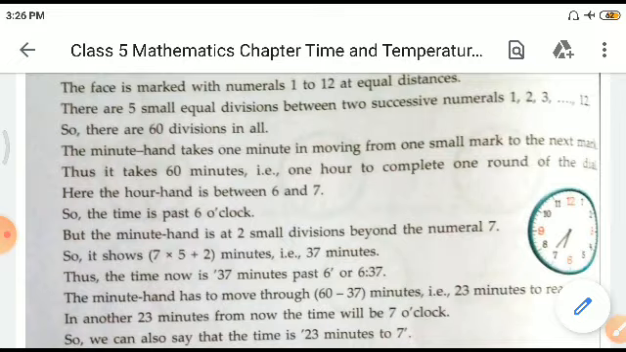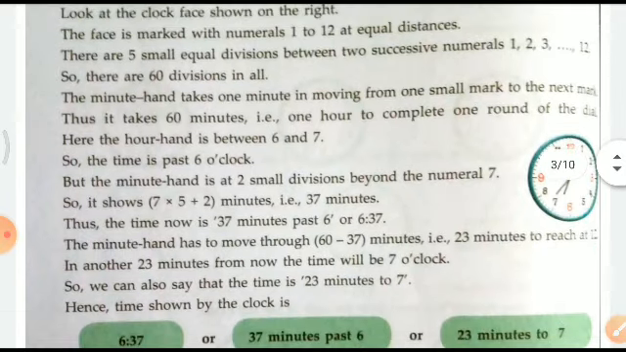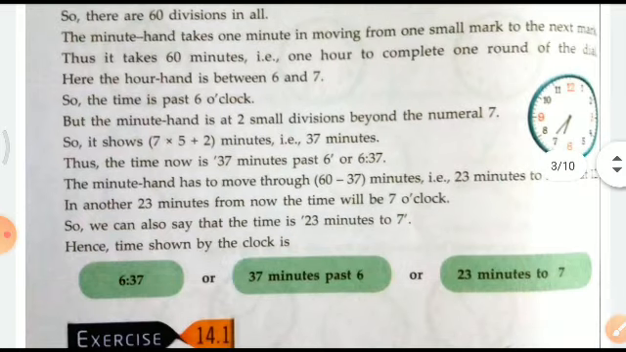The minute hand has to move through now 60 minus 37 minutes, that is 23 minutes to reach 12. In another 23 minutes from now, the time will be 7 o'clock. So we can also say that the time is 23 minutes to 7. Hence, time on the clock is 6:37 or 37 minutes past 6 or 23 minutes to 7, right? All are equivalent.